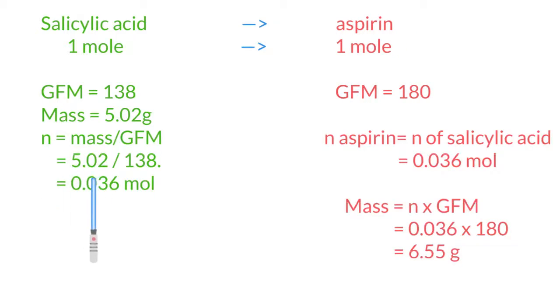So moles of salicylic acid, we should have ended up with 0.036 moles, which gives us 0.036 moles of aspirin. And when we times that by the gram formula mass of aspirin, we should have ended up with 6.55 grams of aspirin. This is our theoretical yield. In theory, with this balanced equation, starting with 5.02 grams of salicylic acid, we should theoretically be able to make 6.55 grams of aspirin. We're now going to compare that to what the question says is actually produced.